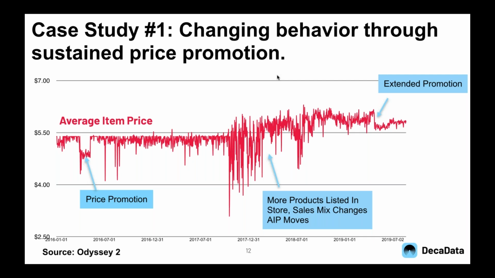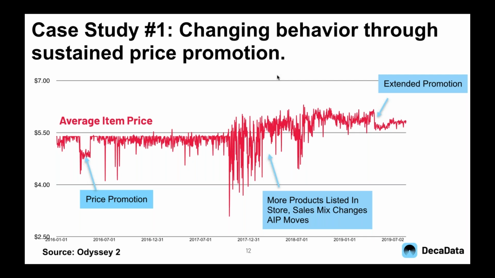When we get into 2017, we see a lot of fluctuation, and this fluctuation happens as the sales mix changes. As the sales mix changes, we see the AIP effectively move up to a different mean because new products are launched at a slightly different price. Unit sales shift between the products on offer, and the AIP fluctuates and moves.